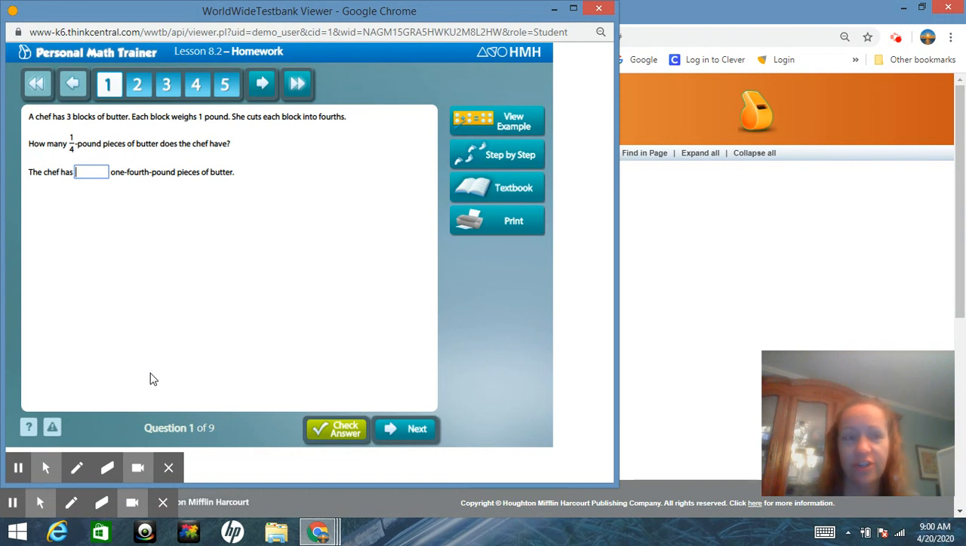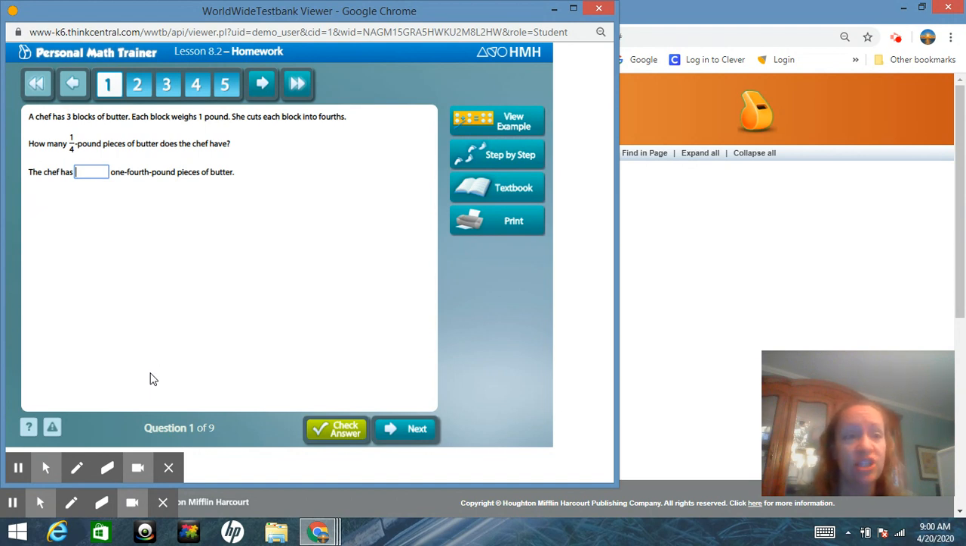Hi, boys and girls. We're going to do the 8.2 PMT for today. Remember, you're using your cube method for each problem, and usually it's either division or multiplication. Sometimes it's multi-step. All right, so let's look at the first one.